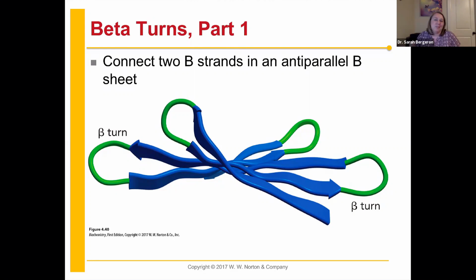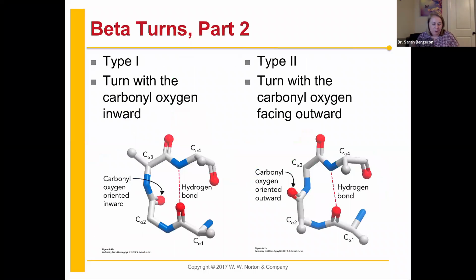Okay, so most proteins are globular in shape, and the reason they're globular in shape is because we have lots of turns or loops to connect our beta sheets and to connect our alpha helices. So if you're connecting two beta sheets together, what you have is a beta turn. And so we have two different kinds of beta turns. We have a type 1 and we have a type 2.